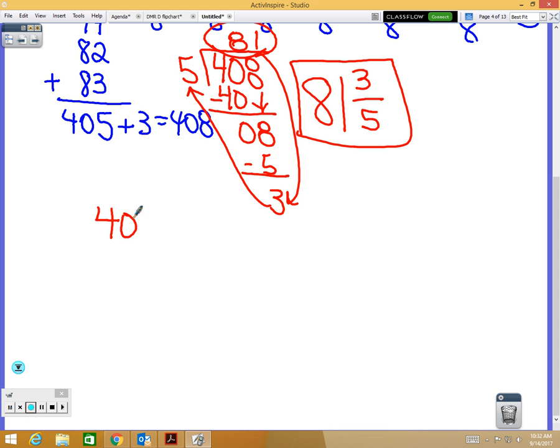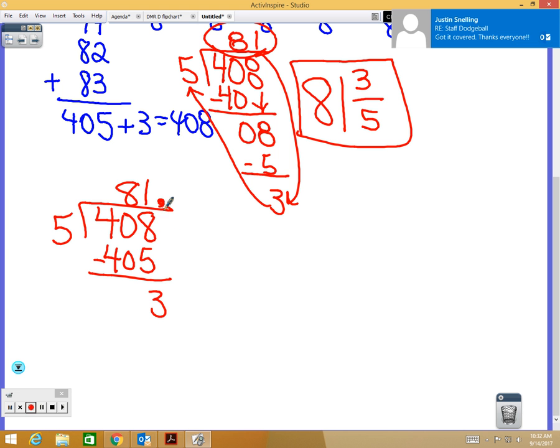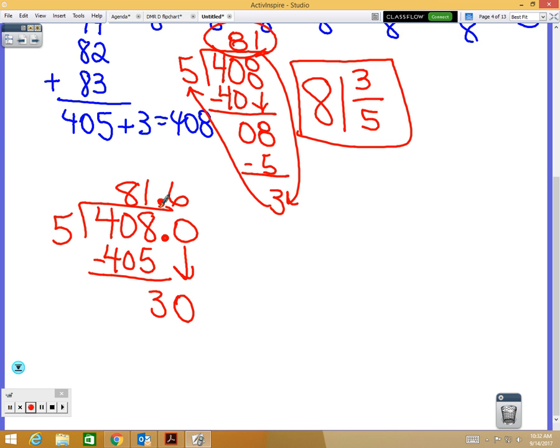All right, so that's your other option, right? Is when you have done this and you get 81 is what, 405? And you get 3 left. To put a decimal here and bring down a 0, 5 goes into 30 6 times. So saying 81.6, that is the same thing. That's fine. I will accept that answer. Okay? Any other questions? These have been good questions so far.